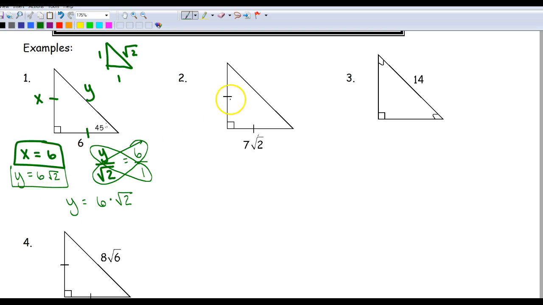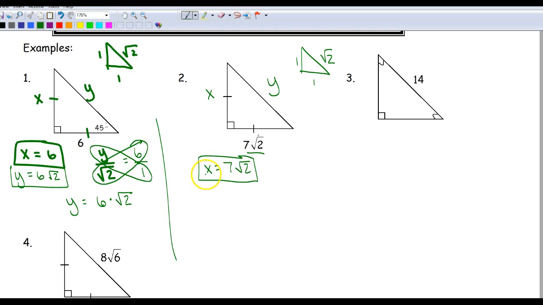Okay, number 2, same thing. You're going to want to put an X in one of the spots and a Y in the other spot. You can draw your little triangle off to the side with a 1, 1, root 2, and we could set up a proportion for X. However, it's like the last one. We know these two legs are equal. So if this leg is 7 root 2, we know that X is also 7 root 2. So save yourself some time and don't even bother setting up a proportion for X.